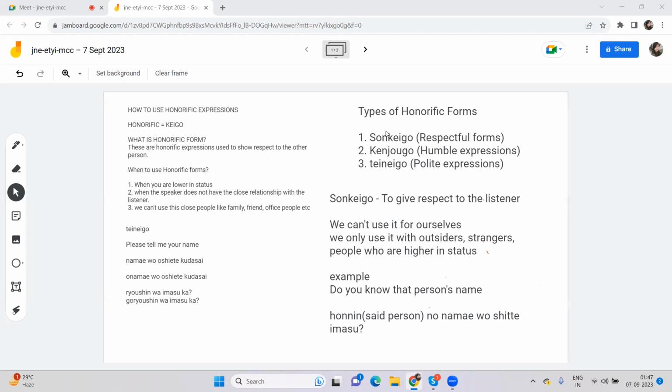The chapters I'm going to teach are from Minna no Nihongo, chapters number 49 and 50. You can find these topics in that book. So today I'm going to teach you how to use honorific expressions in Japanese.